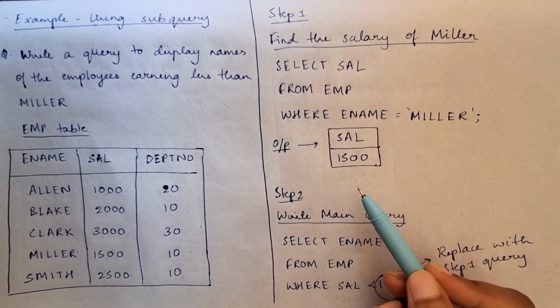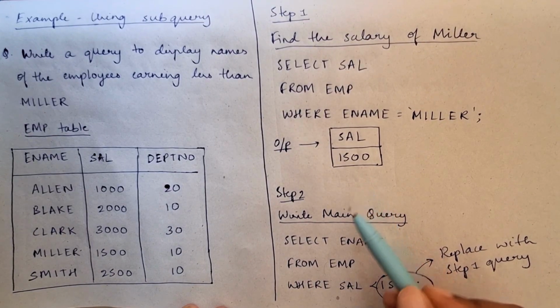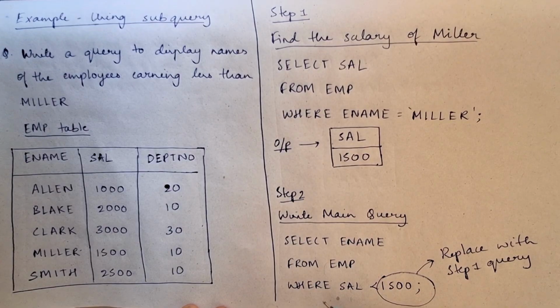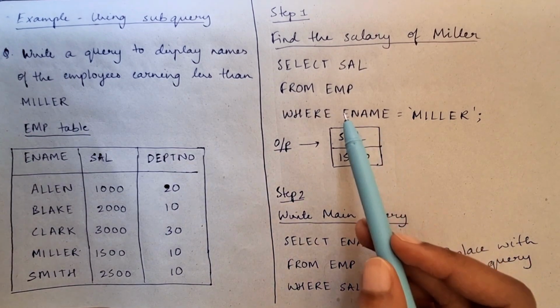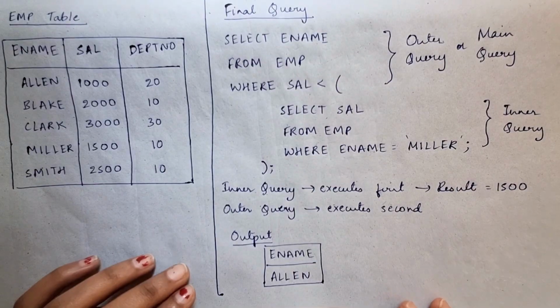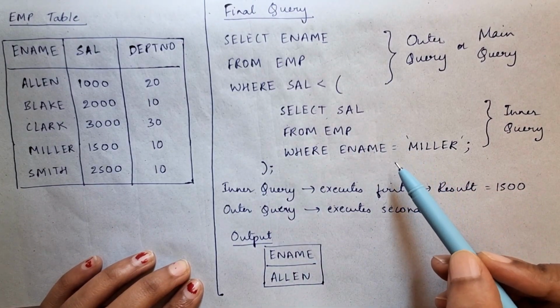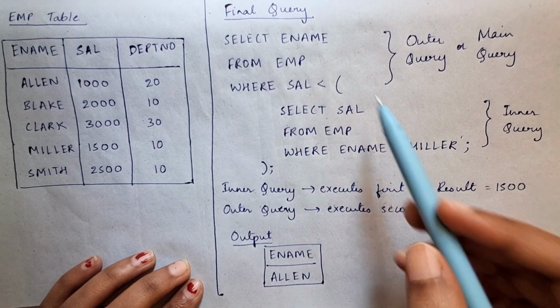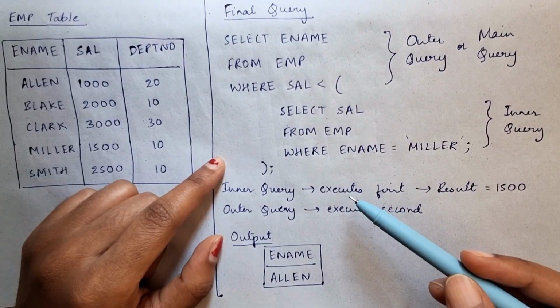Now we know that Miller's salary is 1500. Now we use this value in the main query to find employees earning less than 1500. But instead of manually writing 1500, we replace it with the first query inside the main query. And this is the final query, guys, where the inner query is written inside the brackets and the main query is written outside. Now let us understand the execution order.